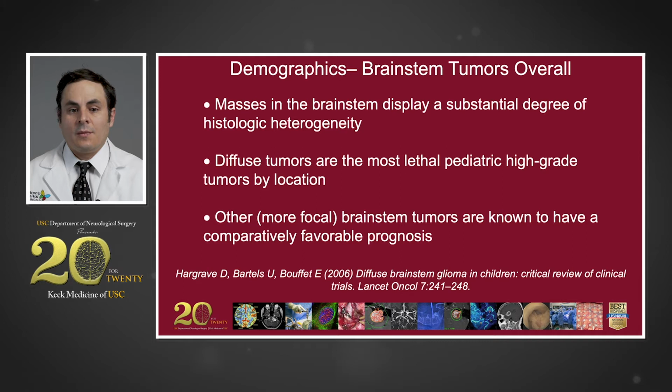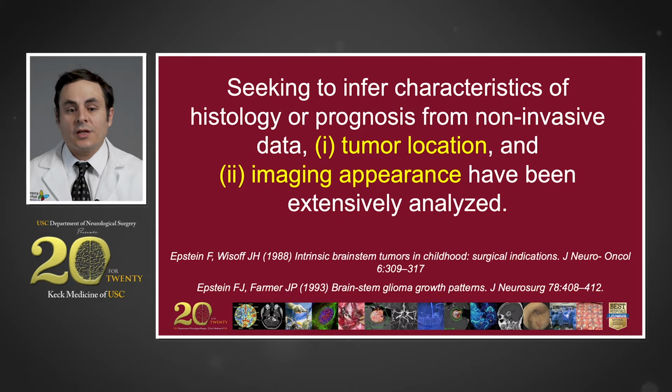Masses in the brainstem display a substantial degree of histologic heterogeneity, and really diffuse tumors are the most lethal pediatric high-grade tumors by location within the brain or spine. Other brainstem tumors that are more focal in nature are known to have a quite favorable prognosis in comparison. So, looking to get at characteristics of histology or prognosis from non-invasive data, tumor location and imaging appearance have historically been analyzed quite extensively.